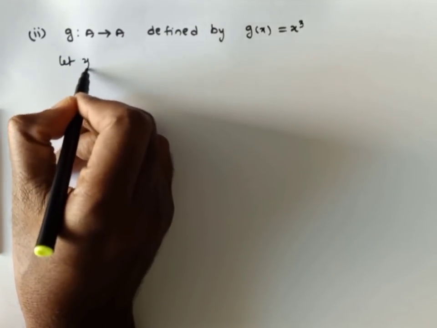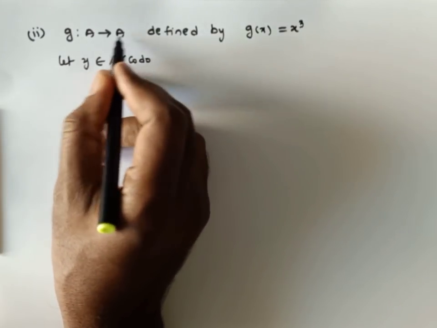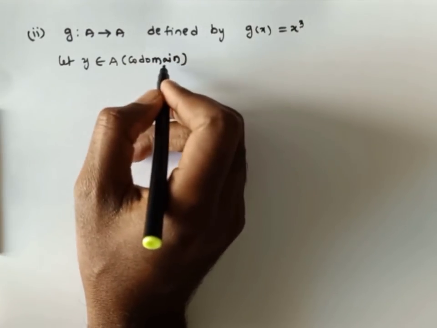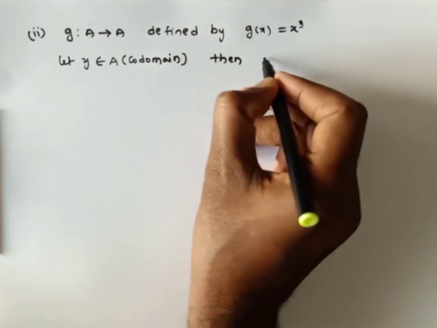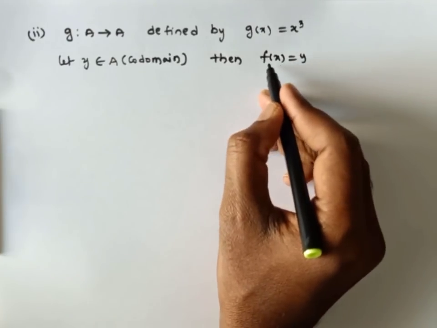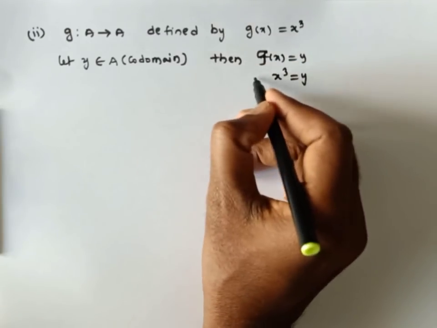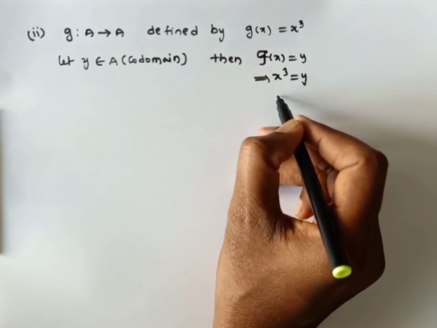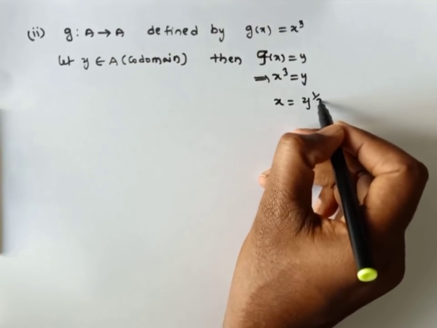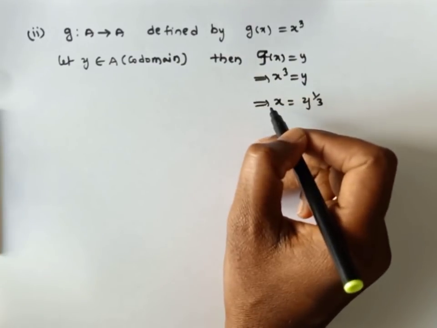So let us take a value y belonging to the codomain. Since both are the same set, you must mention whether it is the domain or codomain. So y belongs to A, then g of x equals y. Try to write a relation for x in terms of y. What is g of x? x cube. x cube equals y. Now you can raise the power on both sides to 1 by 3. Therefore x equals y to the power of 1 by 3, since x cube whole power 1 by 3 means x only.